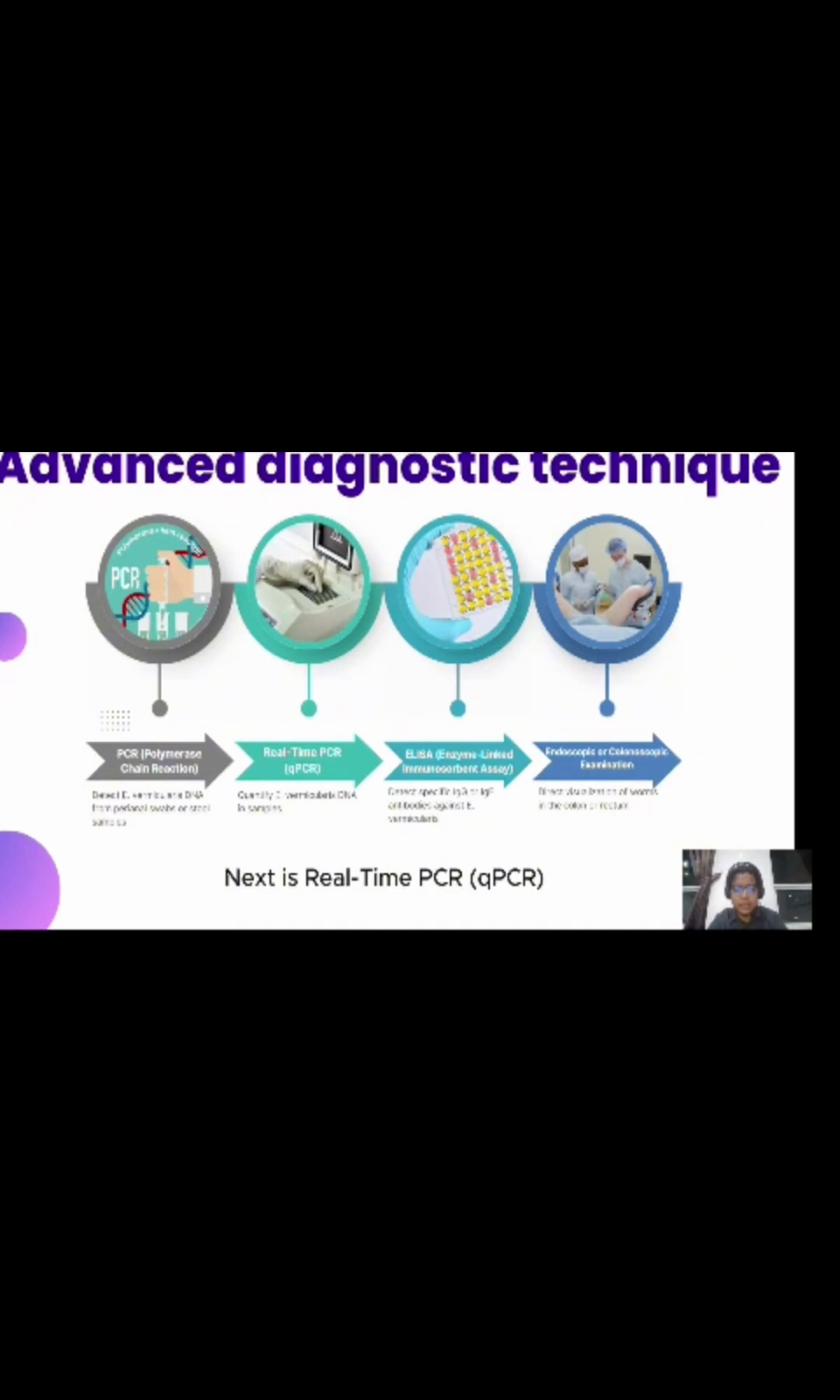Next is the real-time PCR, which we call qPCR. It's the same as PCR, but adds quantification. That means it tells how much DNA is present. So how does the qPCR work? It uses fluorescent dyes during DNA amplification. As the DNA is copied, the dye glows. The machine tracks the glow in real time and calculates the amount of worm DNA.